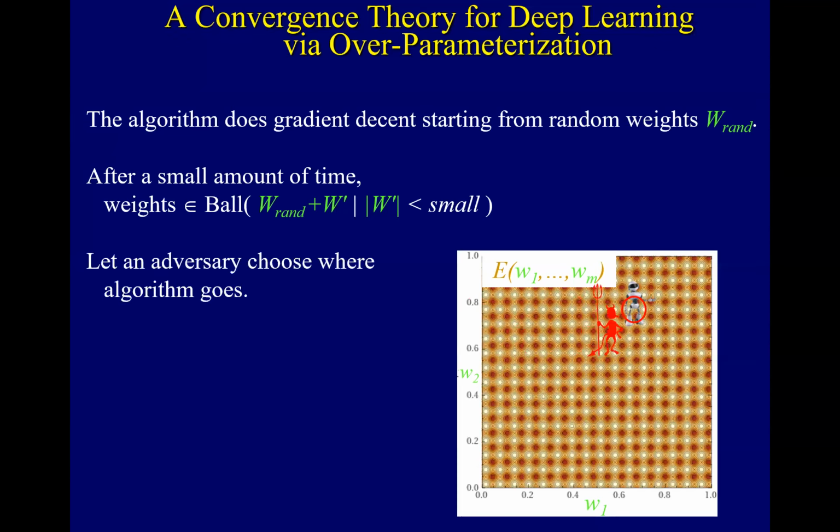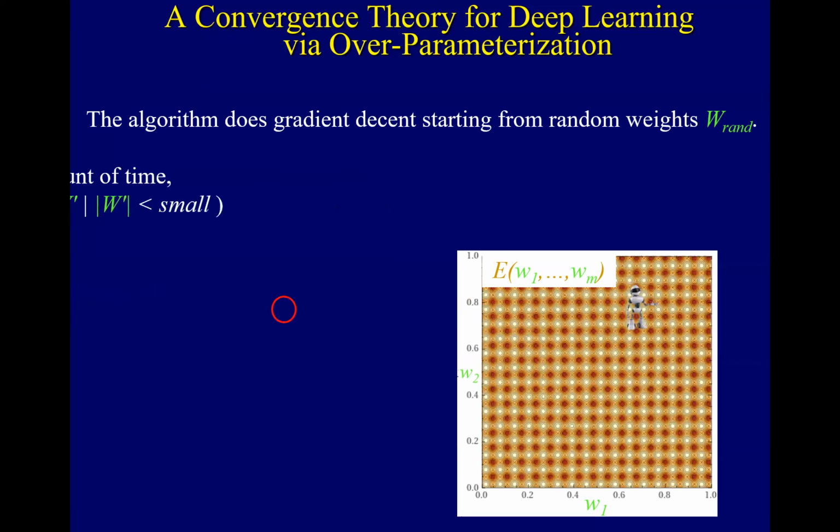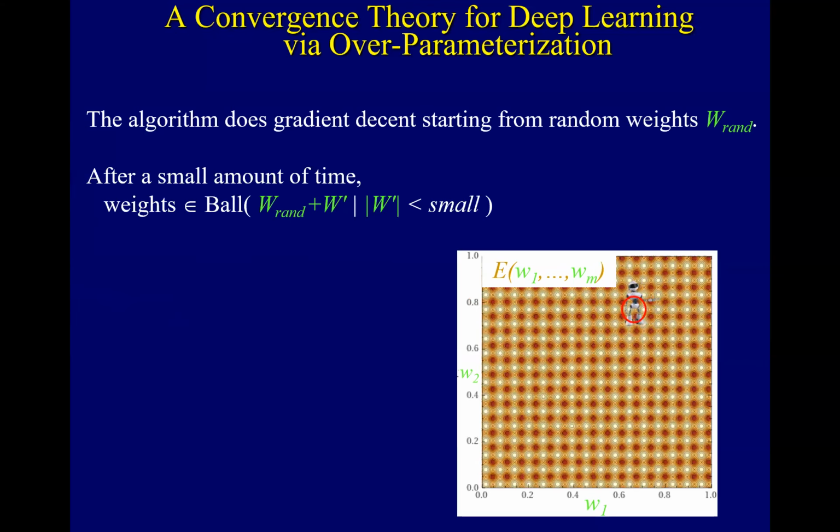Why is that different than just the random thing? Sorry, you're perturbing this random thing by a little bit? No, sorry. The algorithm is you start in a random place and you do gradient descent. But you don't run gradient descent for very long, and hence you haven't moved very far. You prove that you haven't moved very far, and hence you're somewhere within a ball. The weights are in the ball.